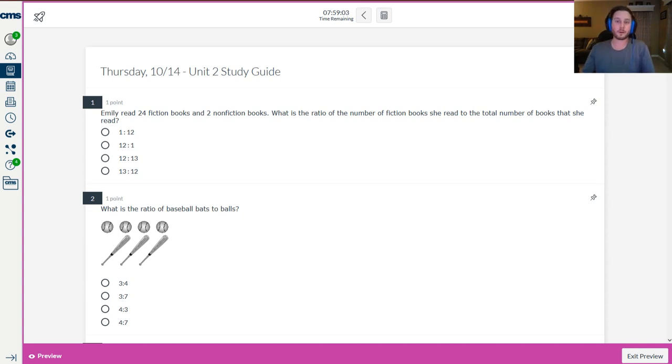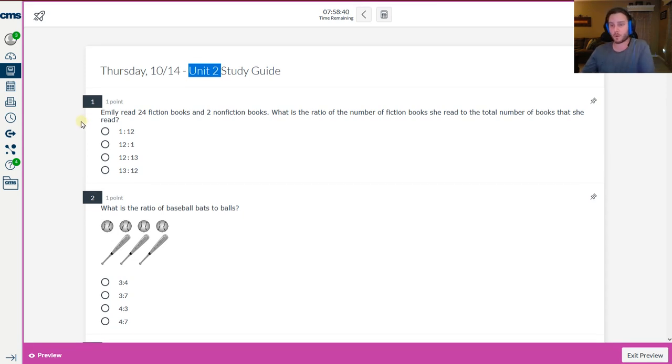Okay, so this is going to be our review for Unit 2. Yes, we're done with this unit already. It's just ratios and unit rates. Now, the past few days we've been doing a lot of unit rate stuff that is more advanced than the things that are actually going to be tested on. And we're going to see that happen somewhere around question number 9 in our study guide.